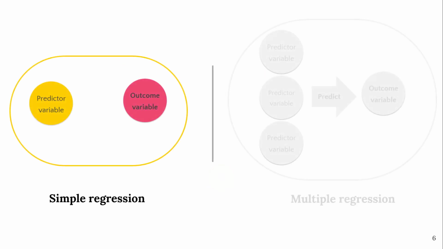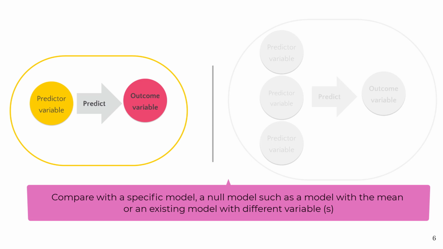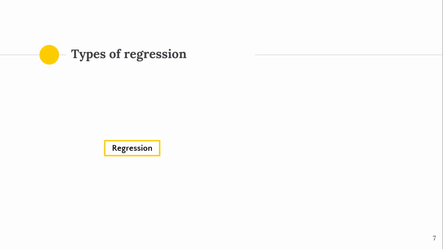In simple regression, we will deal with only two variables, predictor variable, or independent variable, and outcome variable, or dependent variable. When we say our regression model is good, we usually compare the model with another specific model. We will talk about that as we go. Regression is a very flexible method. As you might have seen, there are many types of regression. For pedagogical purposes, I will use the simplest way to differentiate them.